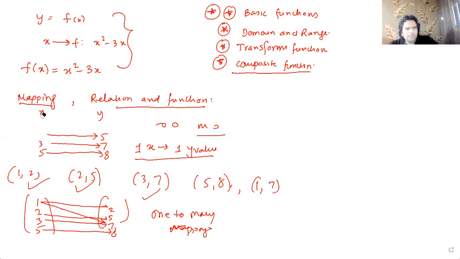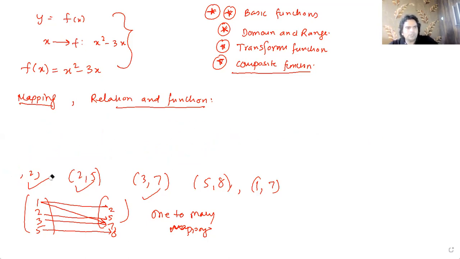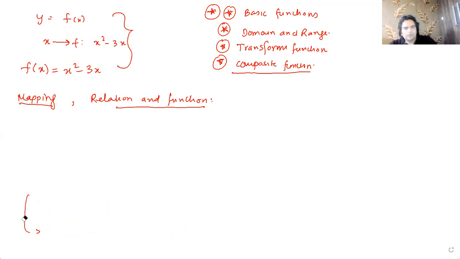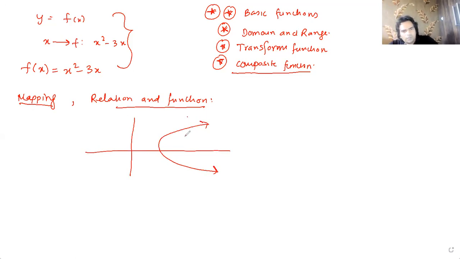But what we actually need to understand is the vertical line test. When you talk about functions and their general nature, what is important is to visualize the graph. Let's say I have a graph here. If you draw a vertical line and the vertical line cuts the graph at more than one point, then that particular relation is not going to be a function.